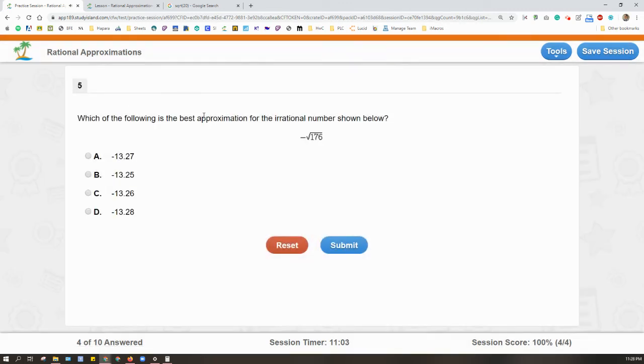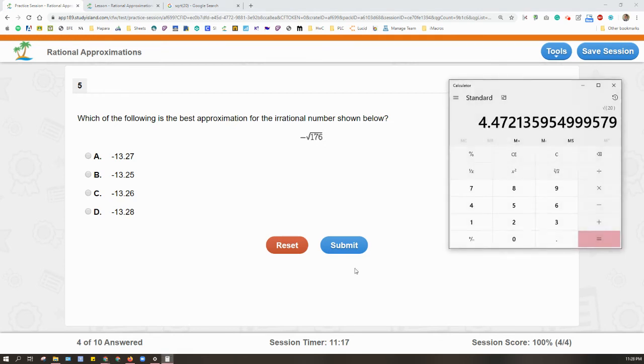Number 5, which of the following is the best approximation for the irrational number shown below? Well, it's negative. So whatever we get out of the square root thing is going to be negative. That's good. All of these are negative. 176. What is the square root of 176? You can go ahead and use a calculator for this. I will let you. 176, hit the square root button, 13.26.